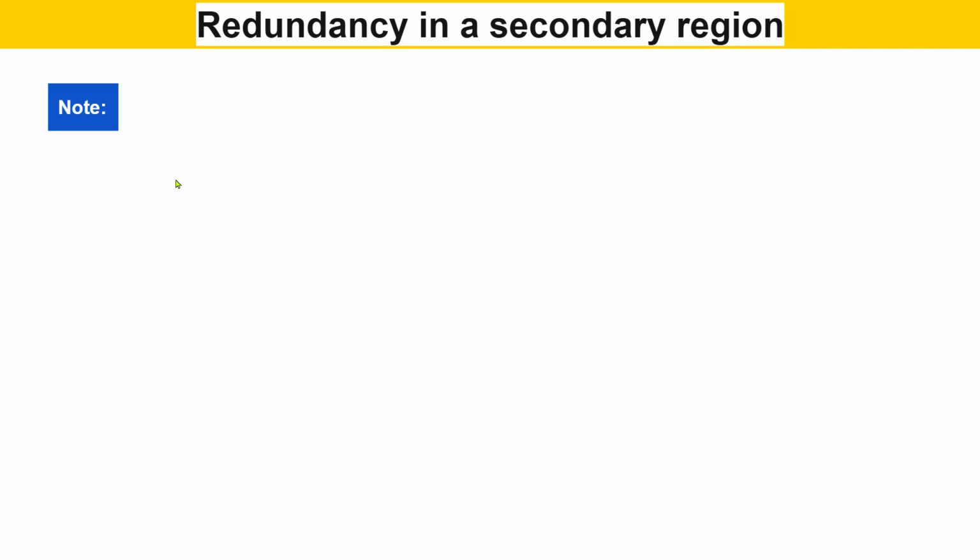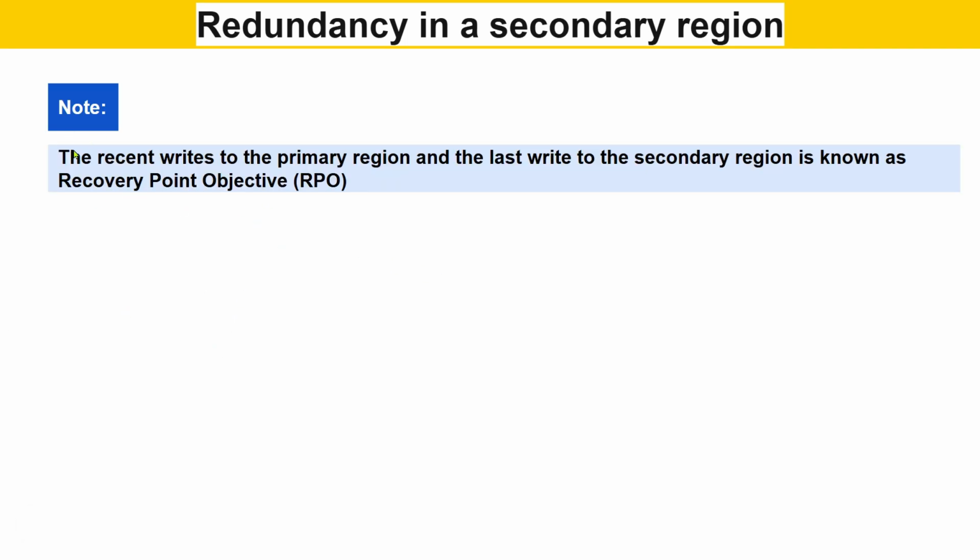Okay, now a couple of notes here. The recent write to the primary, let's say at 10 o'clock, the data has been written to the primary region at 10 o'clock. And the last write to the secondary region, the write completed in the second region at 10:15, for example. So at 10 o'clock the primary region has written the new data from your application, and by 10:15 it has completed writing the data to the secondary region.